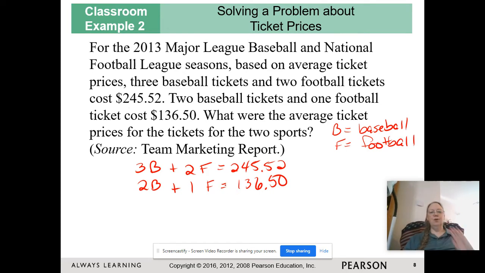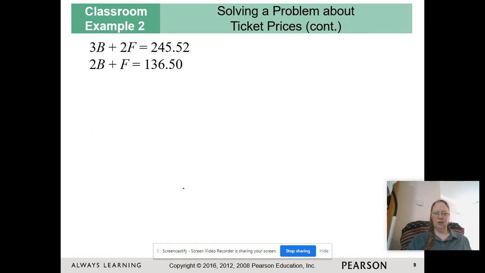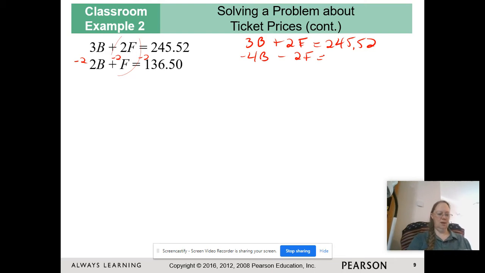This one is set up for elimination. So what we're going to do is multiply the bottom equation by -2 so that I can eliminate my F. So 3B plus 2F is equal to 245.52, and -4B minus 2F is equal to -273. And then I'm going to add these together, and my F's will cancel.